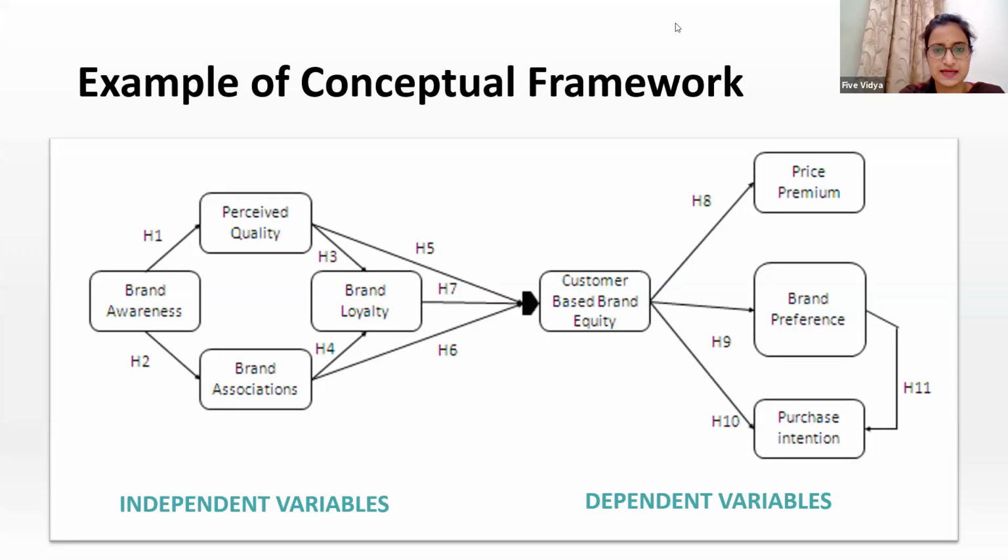Okay, there is a question: will the conceptual framework be written after the hypothesis or before? We generally develop the conceptual framework after the hypothesis, because if you see on the screen, I have mentioned hypothesis 1, hypothesis 2, hypothesis 3. So when we have hypotheses, we have to show the relationship of all the hypotheses using a diagram which is called a conceptual framework. So you should have hypothesis first, then you move to the conceptual framework.